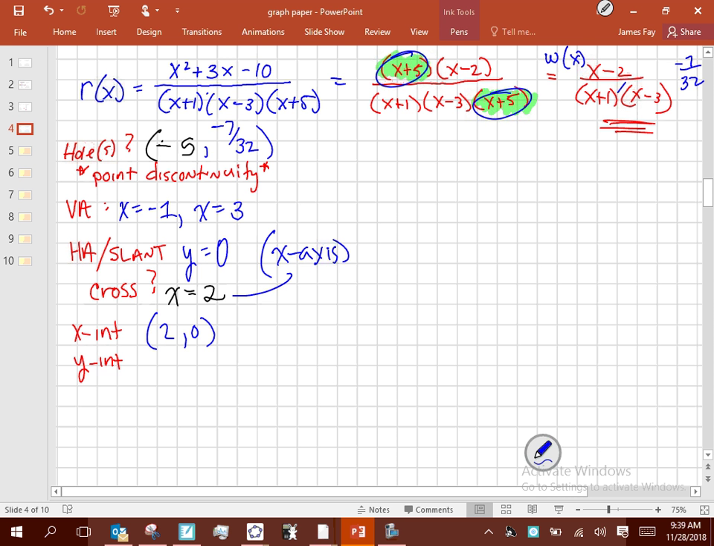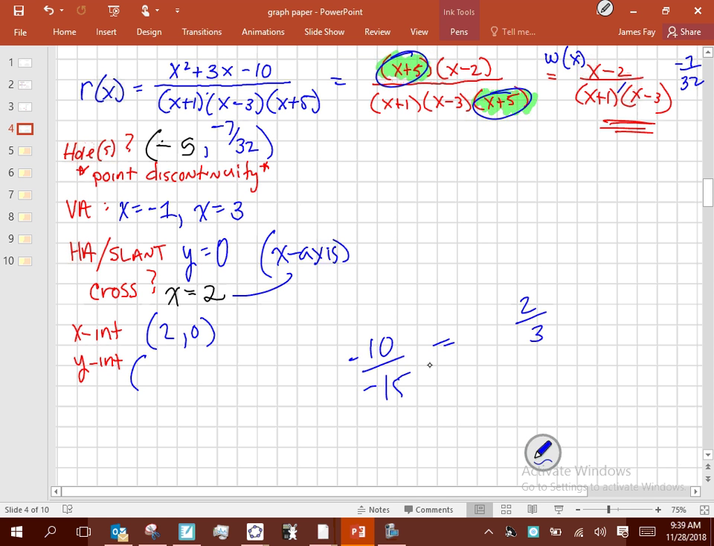Okay? Y-intercept, okay? Here's another thing to be thoughtful of. I'm going to go through and find the y-intercept like we always have by looking at the constant terms of the two polynomials, right? The constant term on the top is -10, correct? Constant term on the bottom will be last times last times last. So 1 times -3 times 5 will give me -15, right? What's that reduced to?